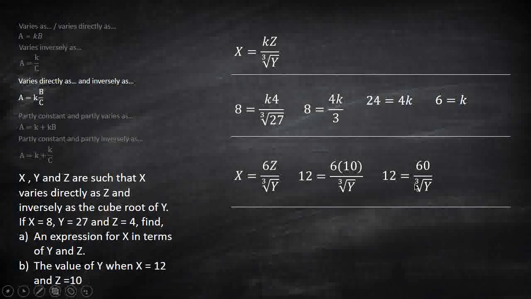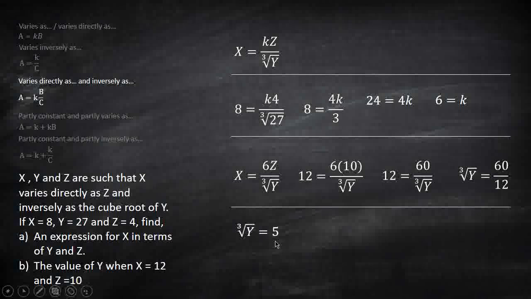12 times the cube root of y. 12 cube root of y equals 60. We divide both sides by 12. So 60 divided by 12 is 5. So now the cube root of y is equal to 5. We need to get rid of the cube root and cross the equal sign.